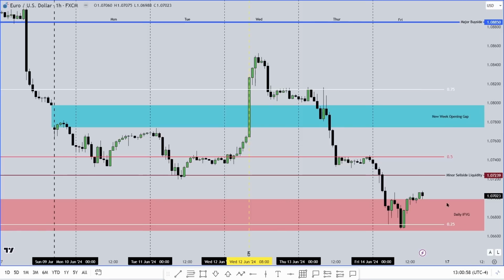We have this daily inverse fair value gap and the minor sell side liquidity pool that we were reaching for last week. This dotted line here is CPI, and you can clearly see how that was the manipulation for the week on Wednesday. So let's run through what actually transpired. On Monday, you could see that we had Monday's high ran here on Tuesday, and we had Monday's low ran here on Tuesday. And we ran that minor sell side liquidity pool to the left, leaving this down close candle.